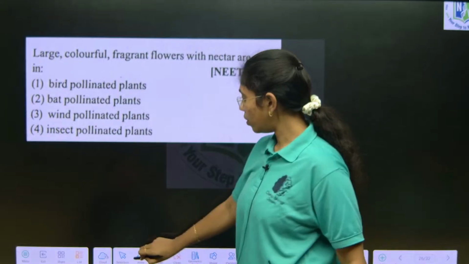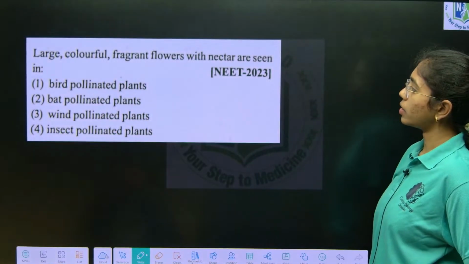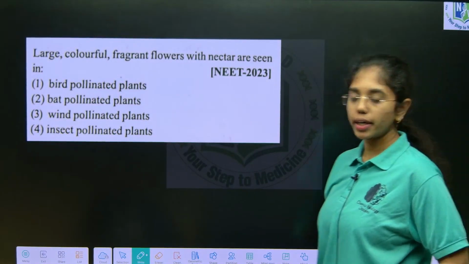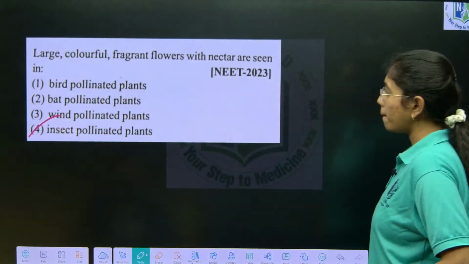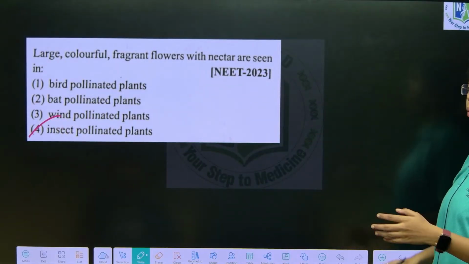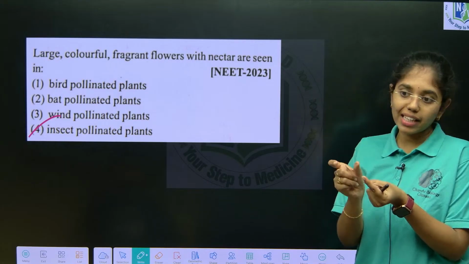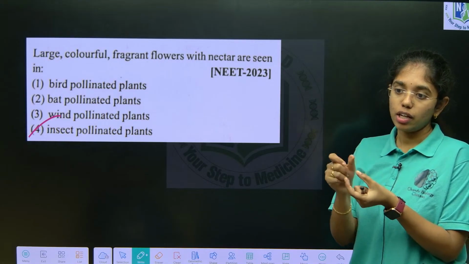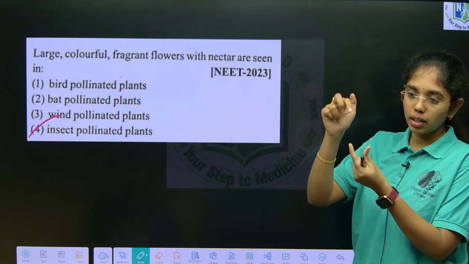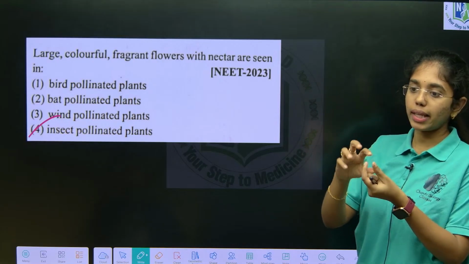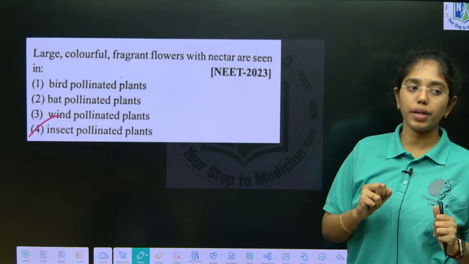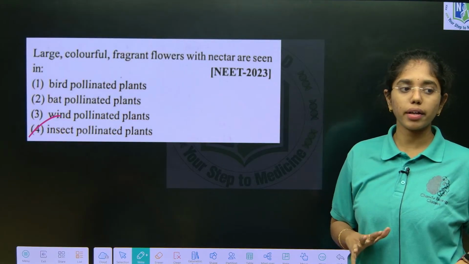Large, colorful, fragrant flowers: insect pollinated flowers. Good. Birds can also come. No, bird will have a beak, no? So you will have strong styles there, strong style, so that it can withstand the pressure of the beak. Okay, the features of the flower will be different for ornithophily. Not required for you.